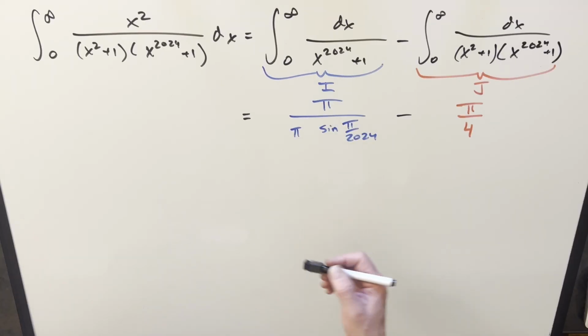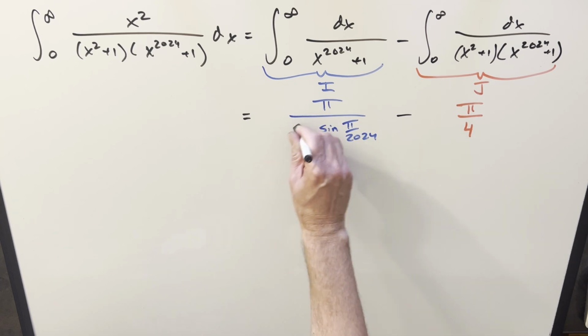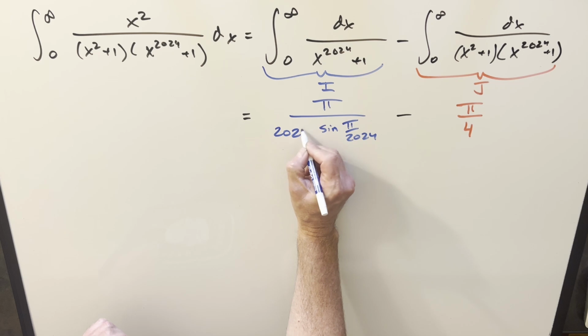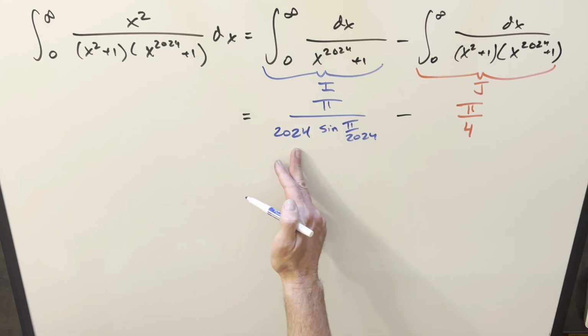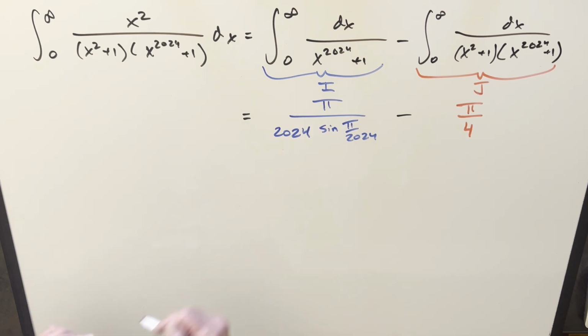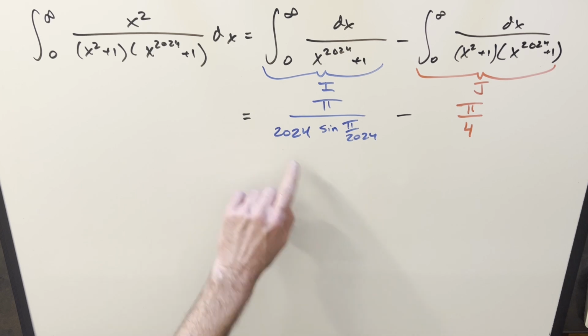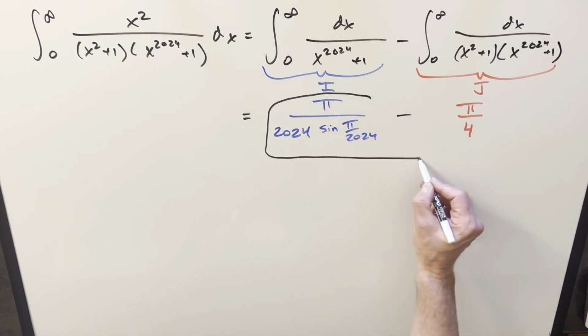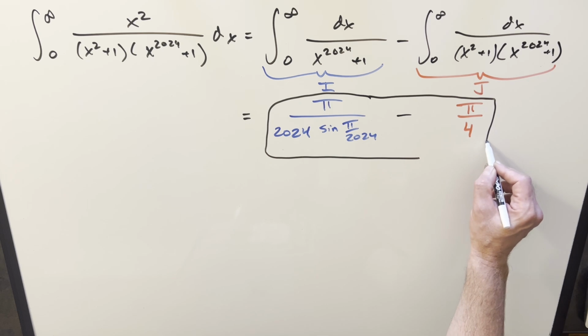Okay, so now that we have our I minus j value, I'm realizing I definitely copied this down wrong. This is supposed to be a 2024. For a second there, I was going to cancel the pi's out and get a totally different answer, but I think it's right now. So now for an exact solution, this is about as good as I can do. You could factor out the pi in the numerator, but I think I'm just going to leave it.